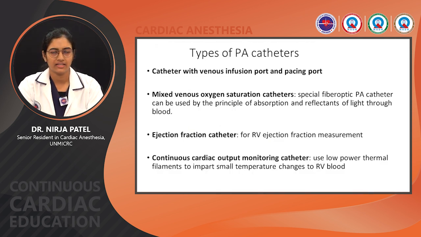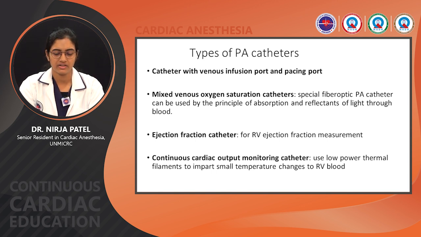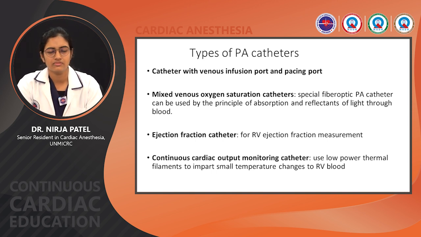Coming to types of PA catheter, one is the catheter with pacing port, which can be used in patients with left bundle branch block, because RBBB is common while inserting the catheter. So in patients with LBBB, a catheter with pacing port is generally used.